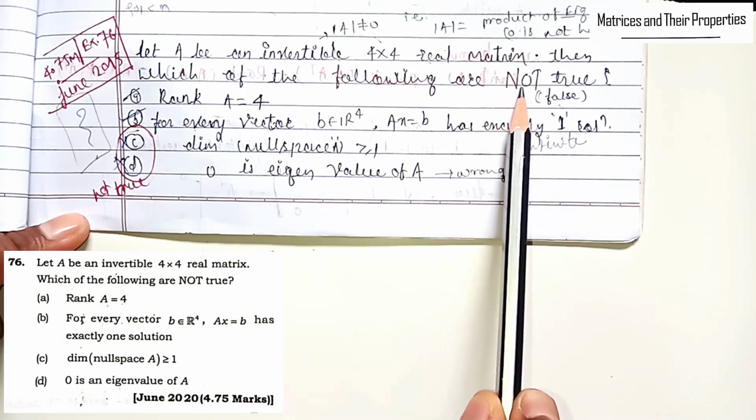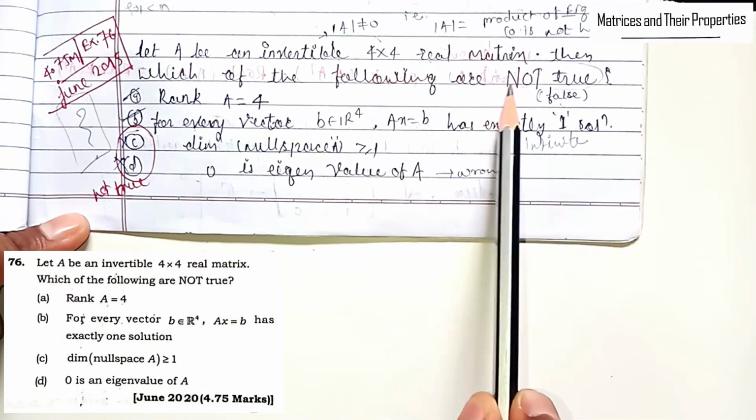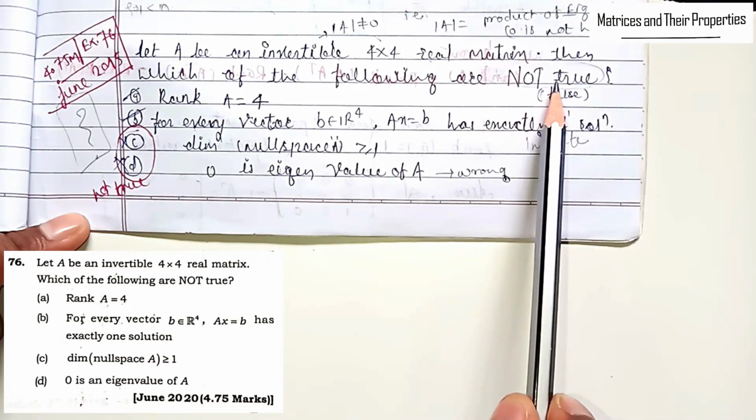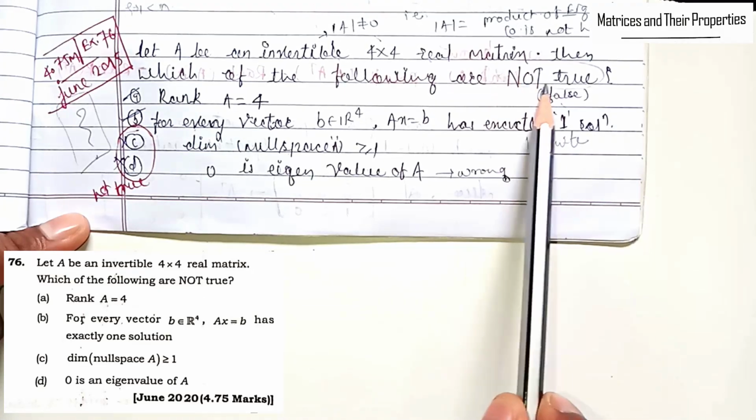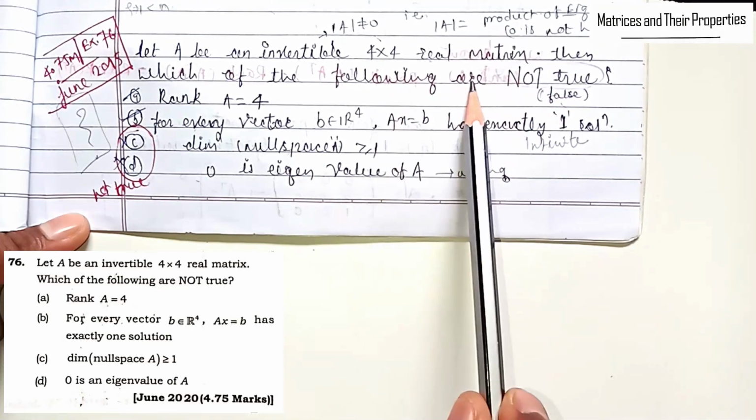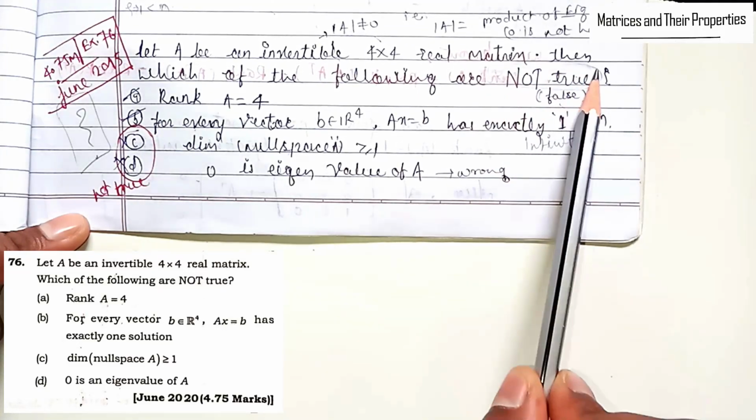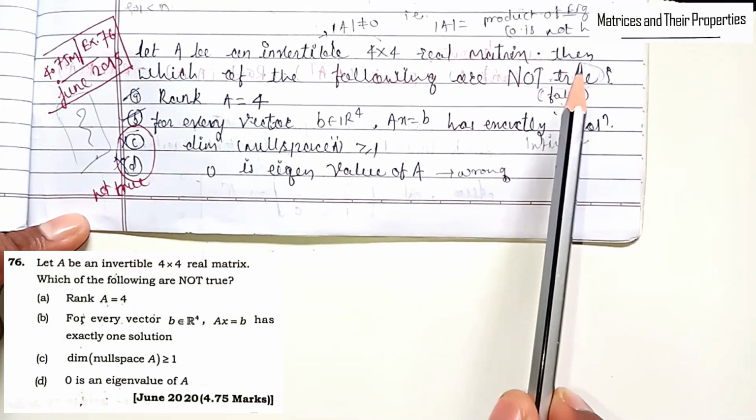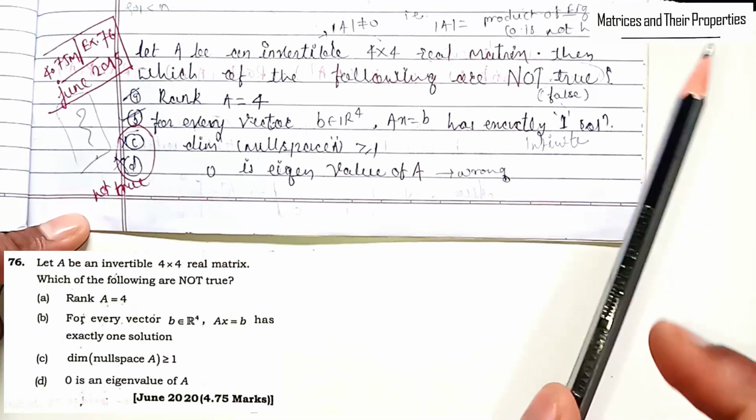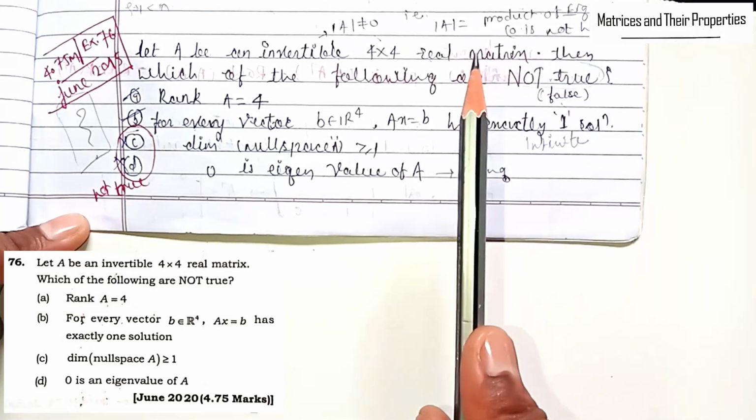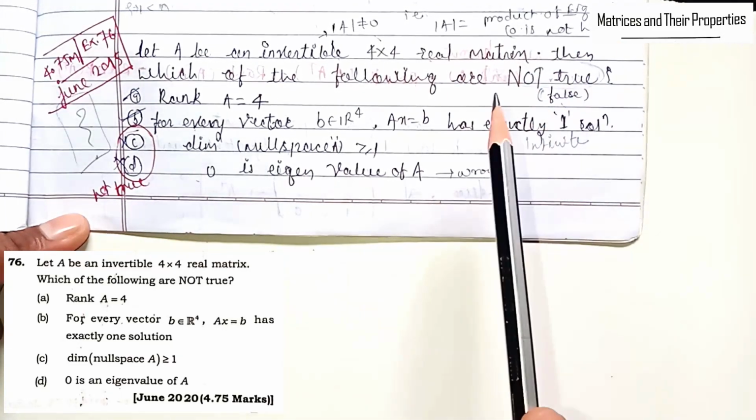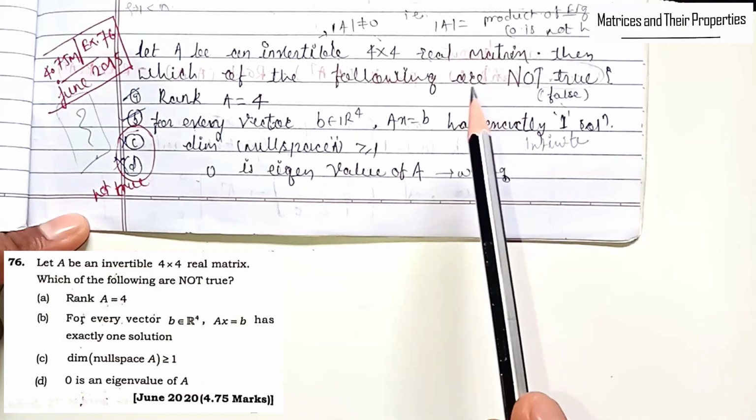Be careful about "not true". Not true means false. Sometimes the question asks which option is false or which option is true, but sometimes which is not true. So we have to check which is not true. First of all, we have to find out which is true and then make the opposite correction.